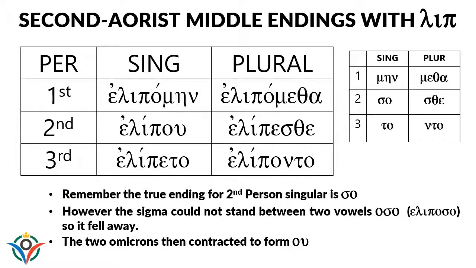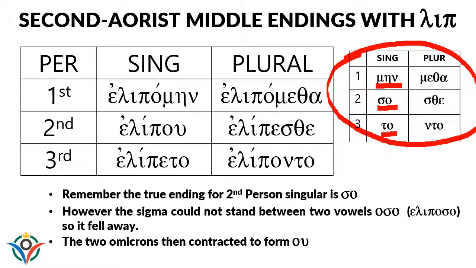So the second aorist middle endings with lip, remember that they take the secondary middle passive endings. Let me remind you of those. The singulars are main, sa, and ta. The plurals, metha, sthe, and nta. We are also using the stem lip once again to show that there's been a stem change. And then we have the augments on the front. So let's go through these together.